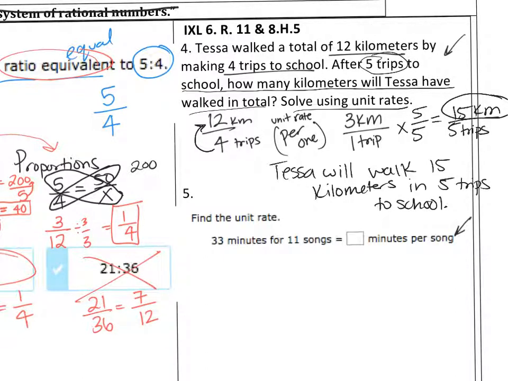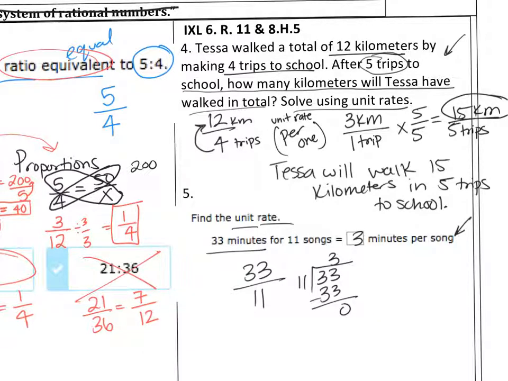Number 5 is also unit rate. You divide 33 minutes by 11. So if you spend 33 minutes in 11 songs, how much time do you spend per song? 3 minutes. You might not even need to do the math there. You can just think about it. 33 divided by 11 is 3. 3 minutes per song. That's the unit rate. Finding out how much for one.